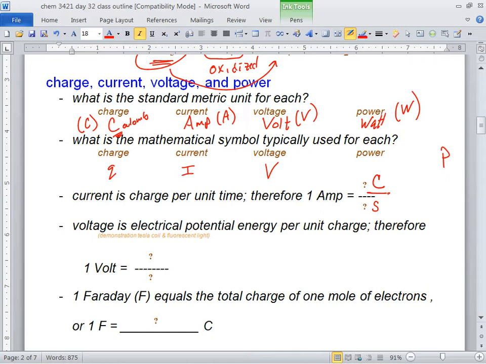Voltage is electrical potential energy per unit charge. So, Jeffrey, a volt is a what over a what? Joules, good. Joules for energy over Coulomb. Okay. So voltage is just top of the hill, electrically speaking.